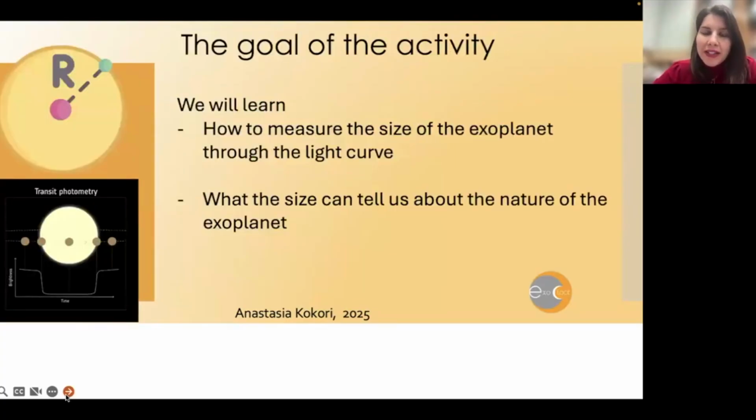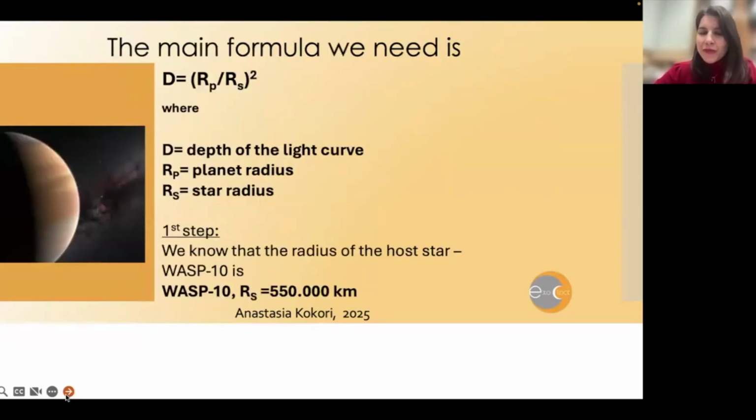And the goal of the activity is for students to learn how we measure the size of an exoplanet by using this light curve. So then we can infer information about the nature of the planet from this light curve also, because the larger the planet, the more gaseous it is, and the smaller the planet, the more it is likely to be a rocky planet. So we use this formula.